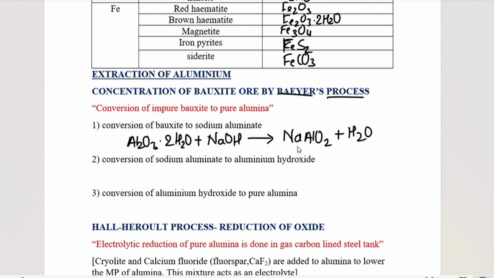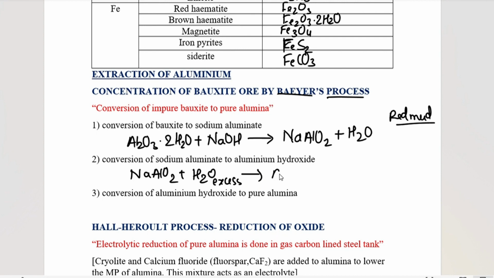Sodium aluminate is soluble in water. Okay, in this what happens? Impurities will be there, so those impurities will be removed by filtration. Those impurities are called red mud. Next, you will take sodium aluminate and add excess of water to this. Next step: conversion of sodium aluminate to aluminium hydroxide.